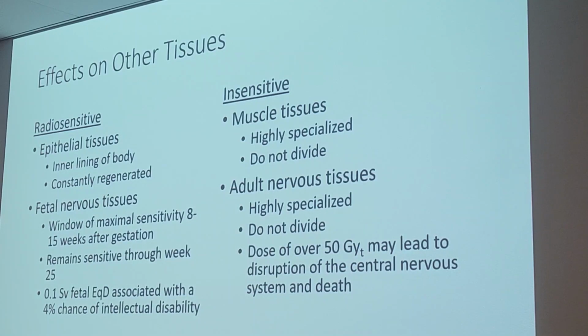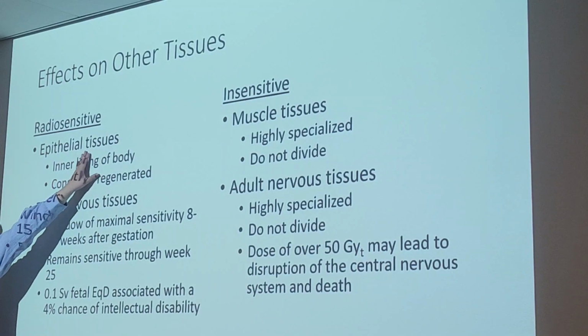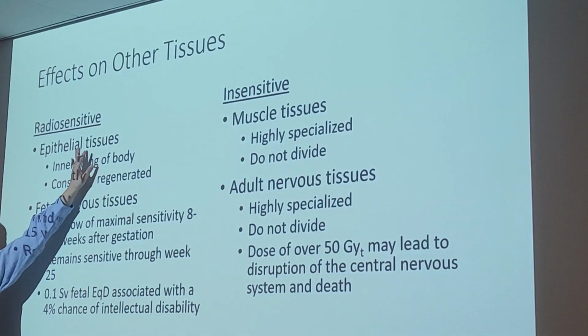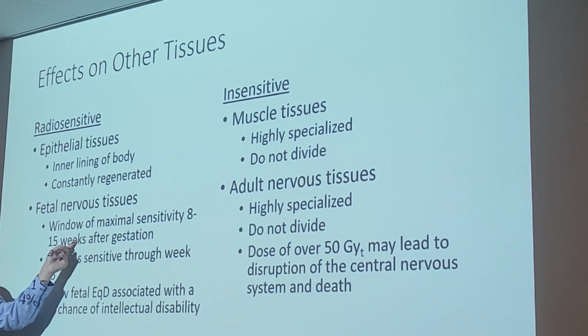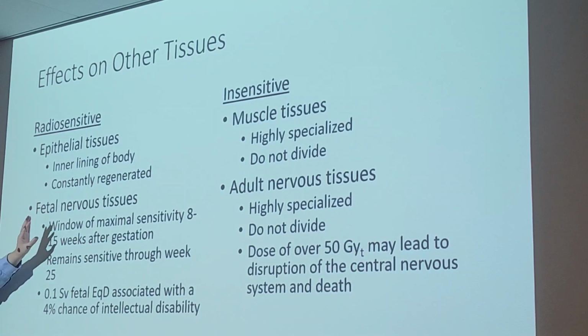It needs to be constantly dividing to reproduce, which means, are these radiosensitive? Yes, these are radiosensitive. Fetal nervous tissues, right? For babies, definitely, when they're inside the womb, when they're growing, those cells are constantly regenerating, constantly dividing. And these are relatively immature cells, so also highly radiosensitive. The window of maximum sensitivity, in fact, is 8 to 15 weeks after gestation. So this is within, I think, the first trimester, bordering on second trimester.